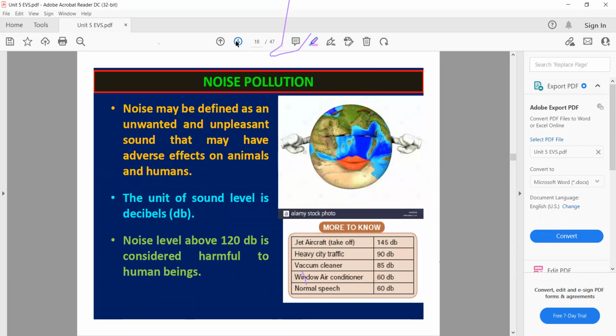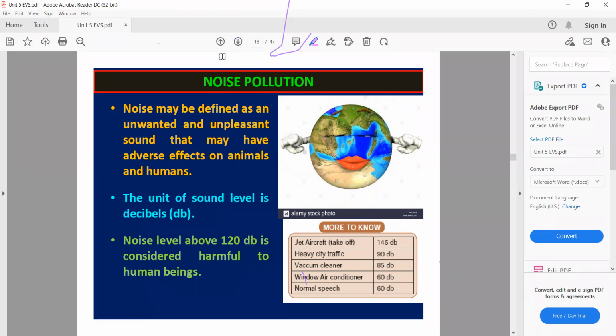Next is noise pollution. Oh my goodness. Noise may be defined as unwanted and unpleasant sound that may have adverse effect on animals and humans. Extremely loud noise is very irritating. The unit of sound is measured in decibels. Noise level above 120 decibels is considered to be very, very harmful for human ears. The eardrum can't take so much.